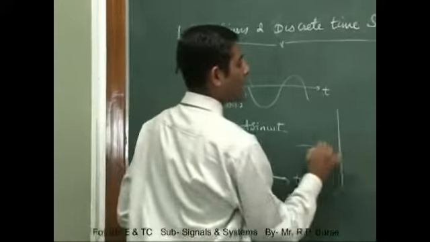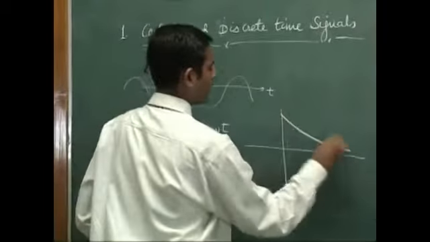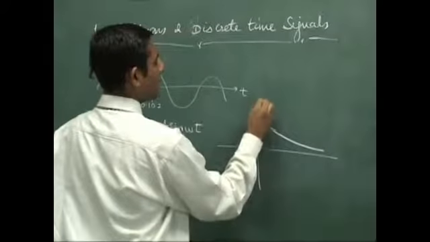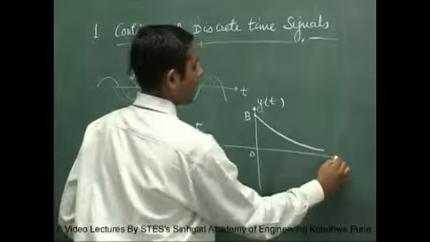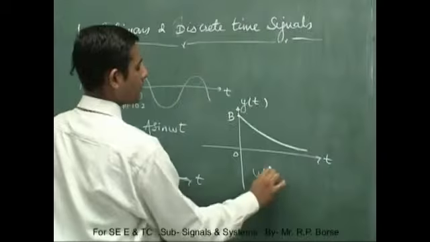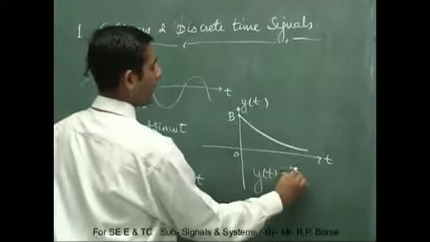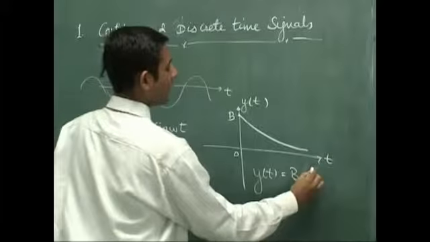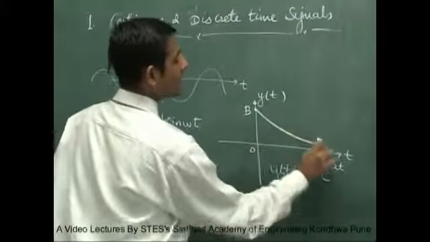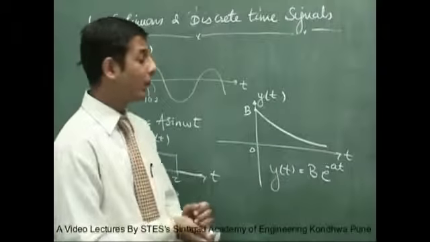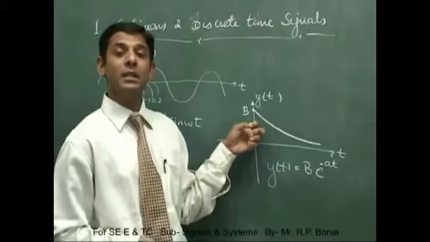Even this signal particularly, now this is an exponential signal. Say the amplitude of this is B. How would we define it? It is y of t equal to B into e raised to the power of minus at, and I would write minus at because it is exponentially decaying. So this is also a continuous time signal.